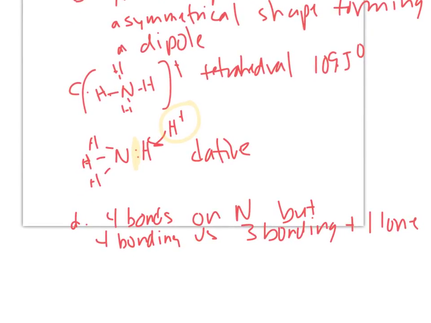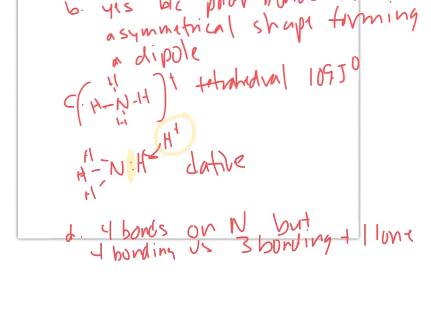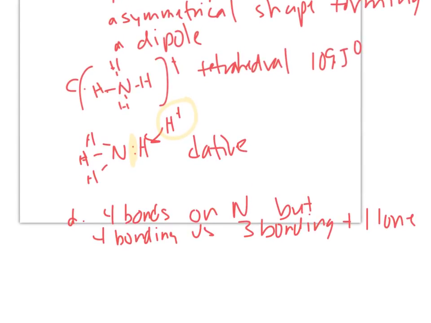And it's because there's 4 bonds on nitrogen in NH4, versus there's 3 bonding pairs and a lone pair on the NH3, and that's going to change the shape from trigonal pyramidal on NH3 to tetrahedral when that hydrogen attaches via a dative bond or coordinate covalent bond.